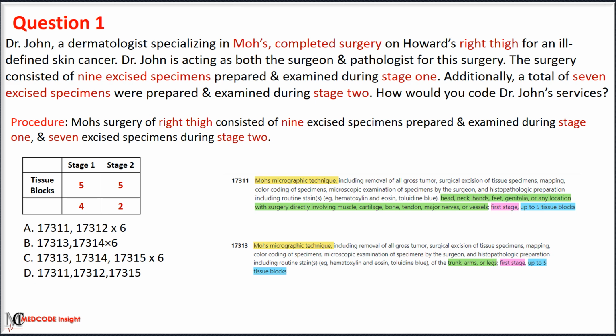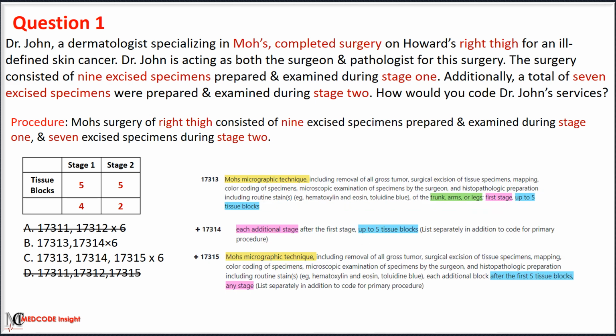In the given scenario, Mohs surgery on the right thigh consisted of 9 excised specimens prepared and examined during stage 1 and 7 excised specimens during stage 2. First, we will eliminate options based on the anatomic site. Since the Mohs surgery was performed on the thigh, we will eliminate option A and option D. After eliminating options A and D based on anatomic site, we also eliminate option B because each stage of the Mohs surgery has more than 5 blocks. So we need to code 17315 for each additional block.